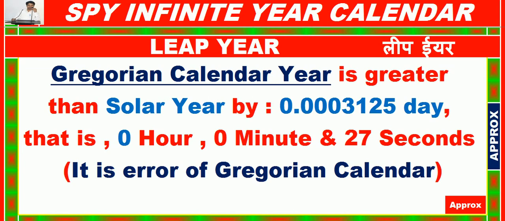Gregorian calendar year is greater than solar year by 0.00033125 day, that is, 0 hours, 0 minutes and 27 seconds. It is the error of the Gregorian calendar.